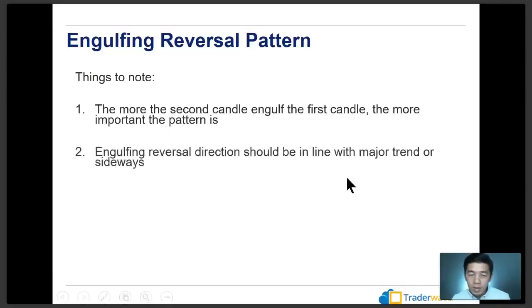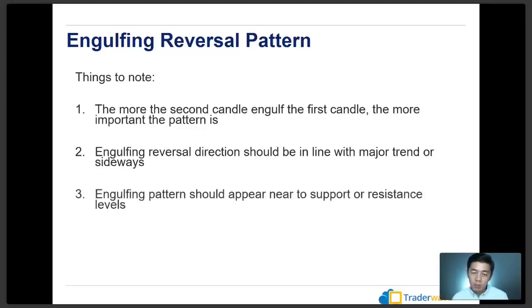And secondly, the engulfing reversal direction should be in line with the major trend. Again, if you see a bullish engulfing reversal pattern, execute the trade only if the major trend is up, but on a minor downtrend. So if you see a minor downtrend showing up with a bullish engulfing pattern, but the major trend is still up, then that is a viable opportunity to get into a long trade based on the bullish engulfing pattern, right?